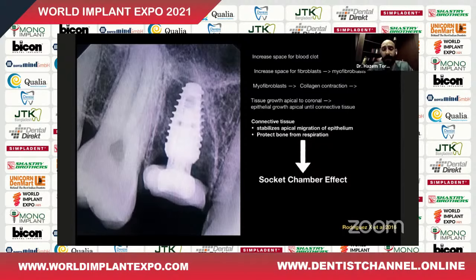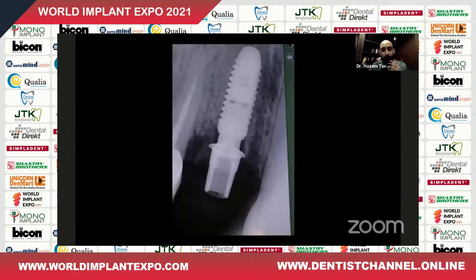This is called the socket chamber effect, where we create a chamber of wound healing where granulation tissue will form, and then the tissue will mature to form a good attachment to the abutment material. And you can see here how the abutment neck is actually narrow, that allows the tissue to creep and fill in the space and provide a good protection for the osseointegration.